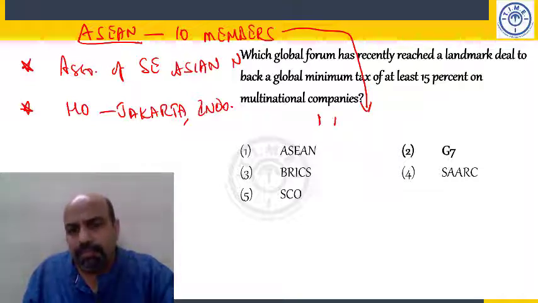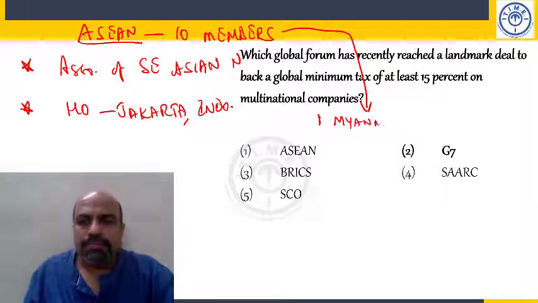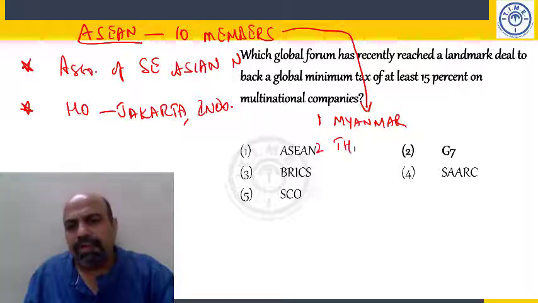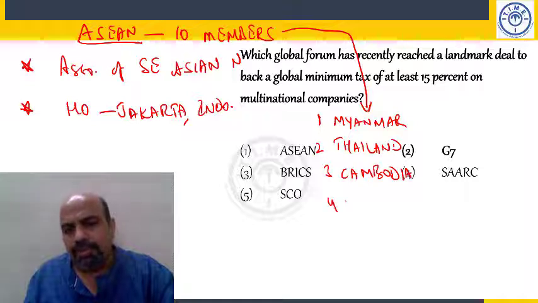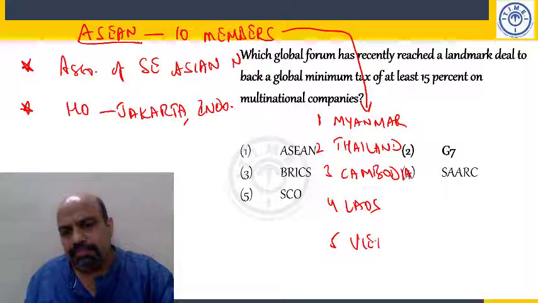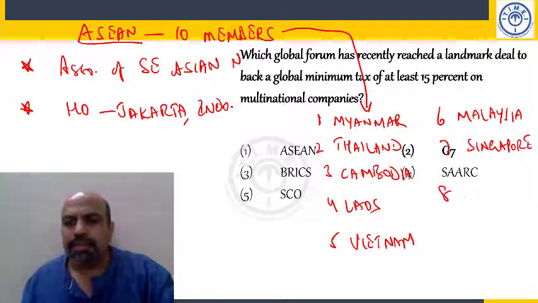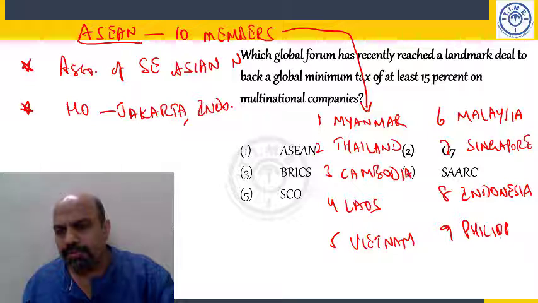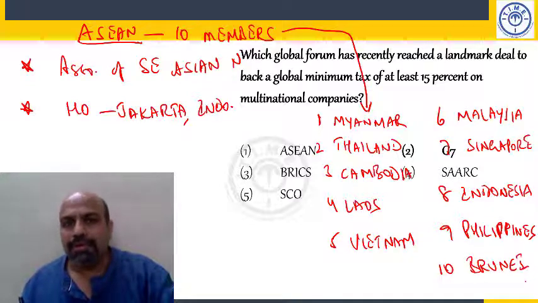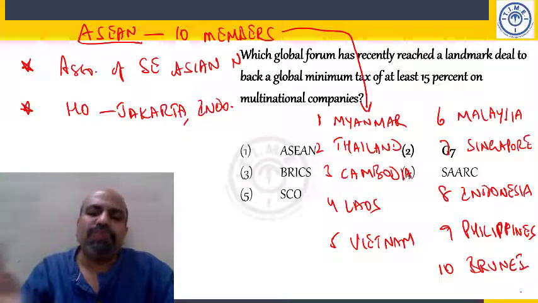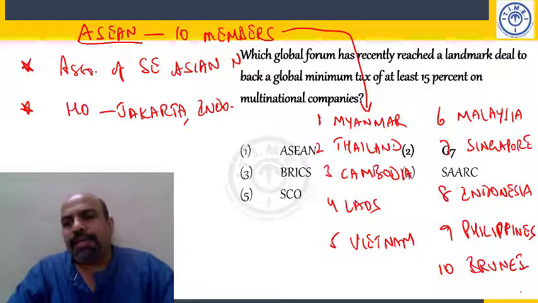1, Myanmar, 2, Thailand, 3, Cambodia, 4, Laos, 5, Vietnam, 6, Malaysia, 7, Singapore, 8, Indonesia, 9, Philippines, 10, Brunei, all 10. If you know the geographical location of all these places, you can know that all these are there. Theek hai? Chaliye.